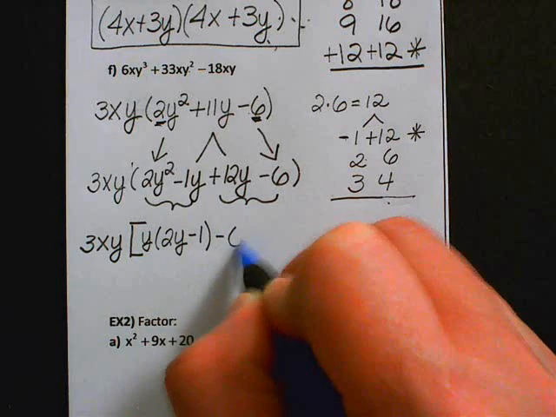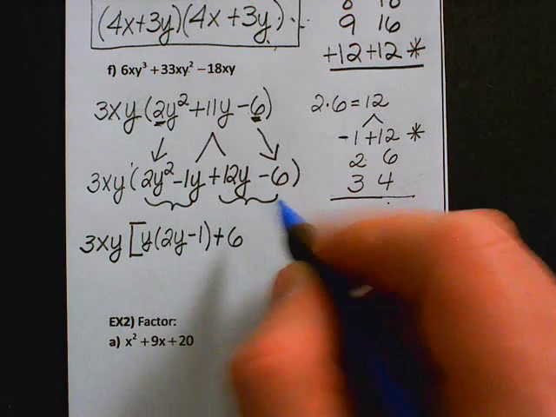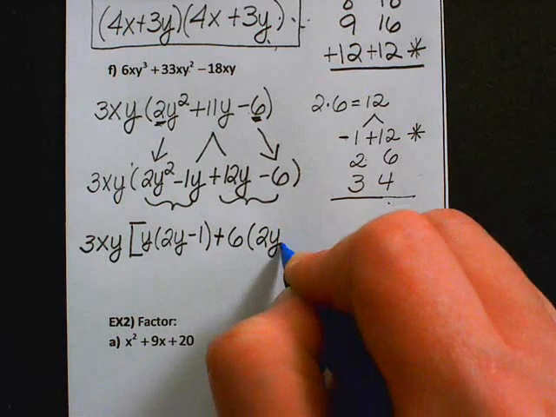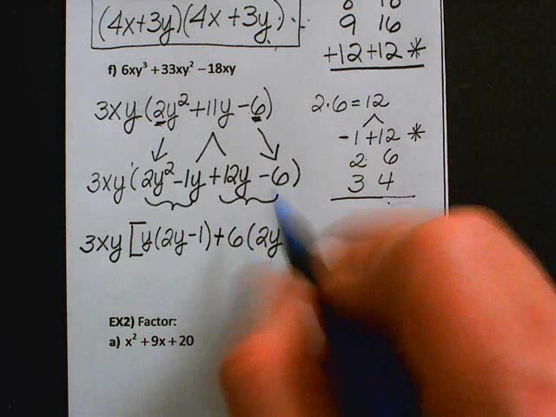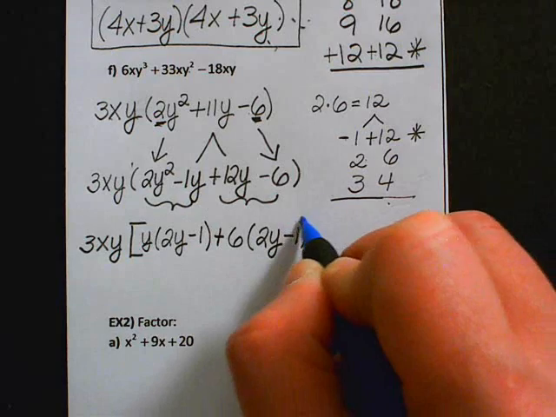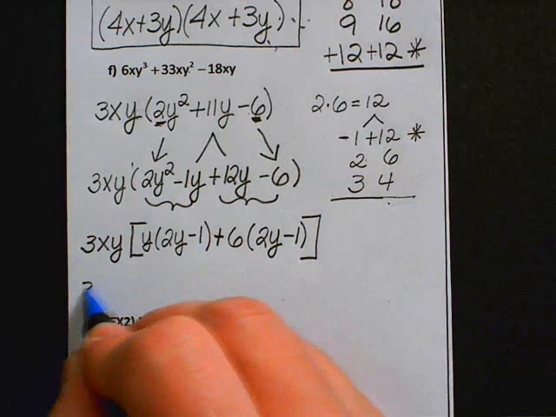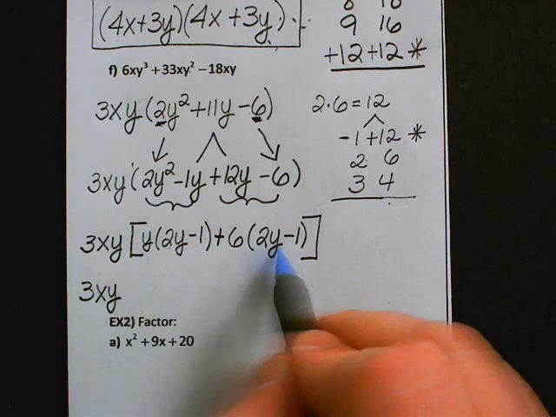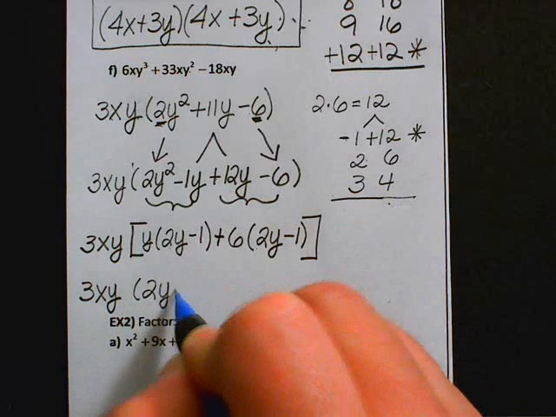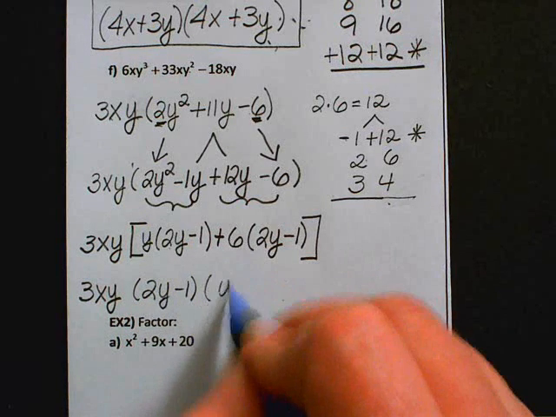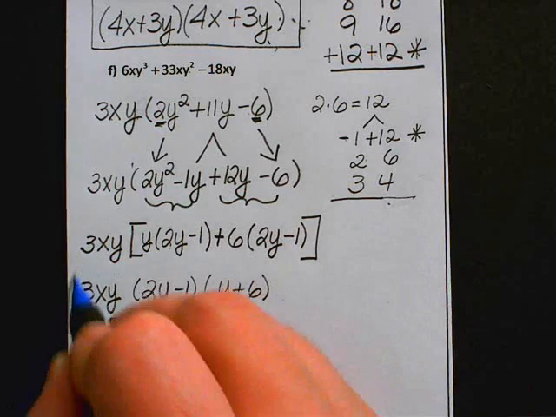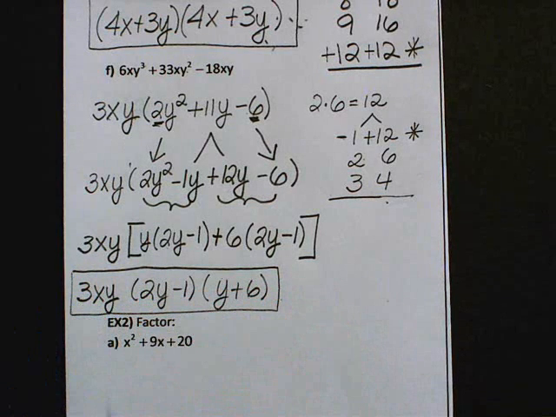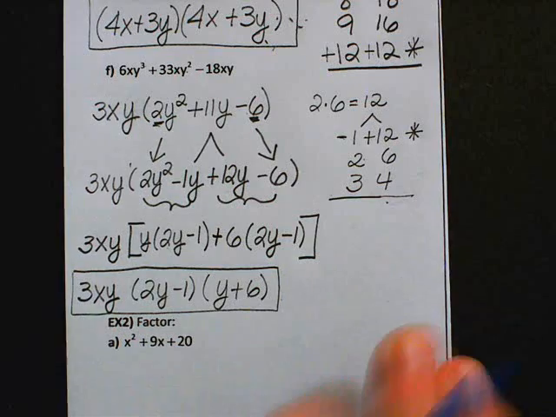Now what can I factor from the last two? I can factor out a 6, and please remember to bring down the positive there. So 12y divided by 6 is 2y. Negative 6 divided by 6 is negative 1. So now, keep writing down the 3xy. What do they have in common? They have in common 2y minus 1. And what can I factor? A y plus 6. So this concludes example number 1 for lesson 2.